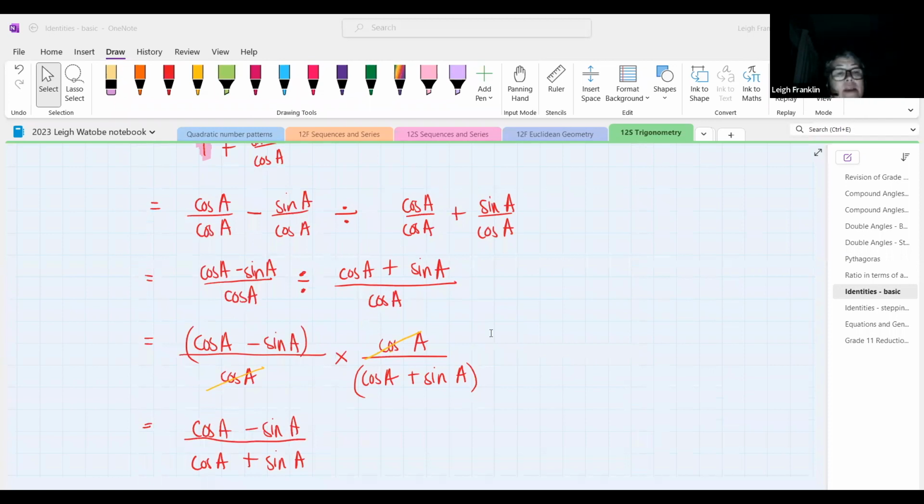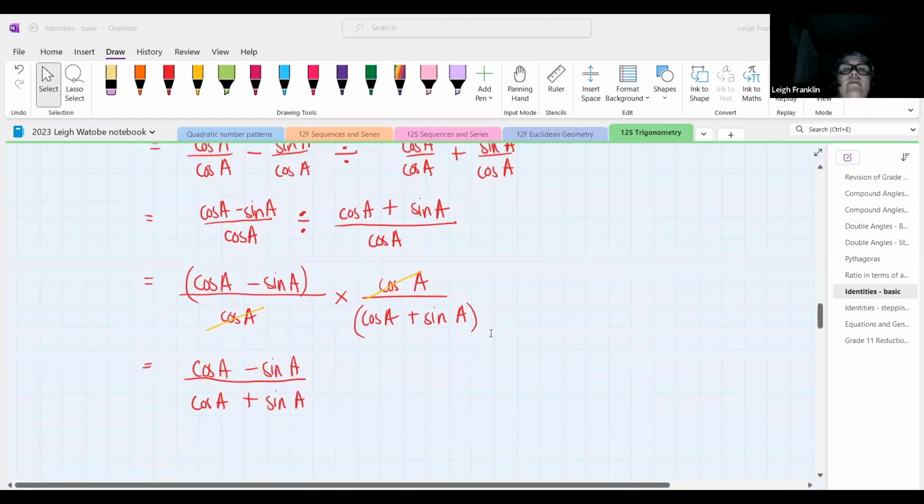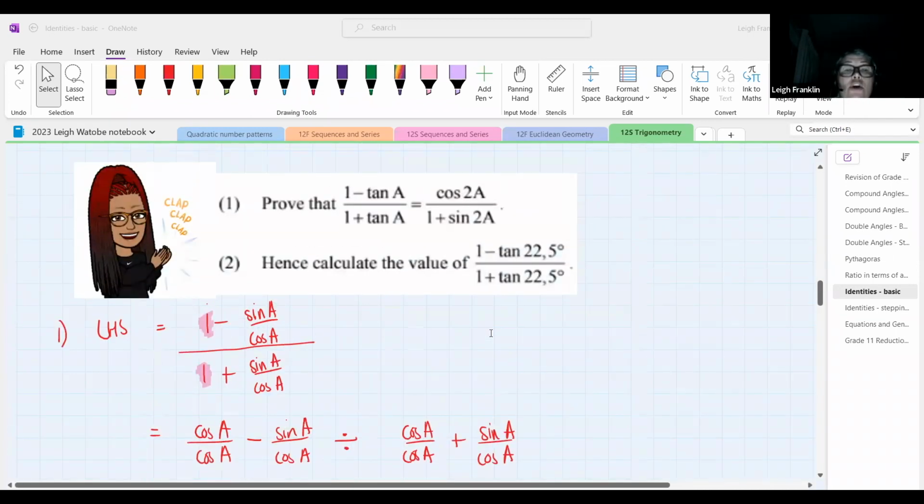All right, now we can see that we still do not have what is on the right-hand side. So what we can do now, Matrix, is we can work with the right-hand side. I see there's some questions. Palesa, go for it.